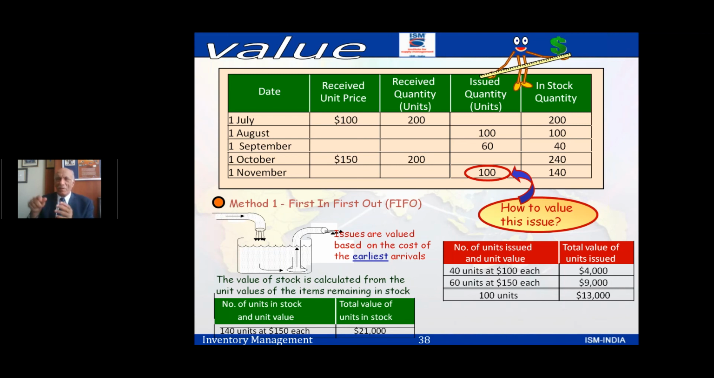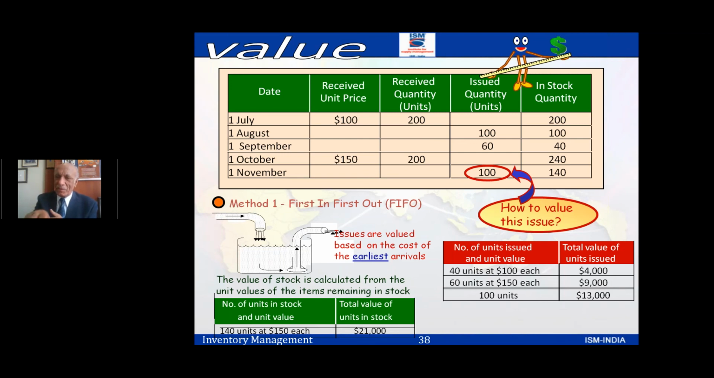200 pieces you received. Then on 1st August you issued 100. You're left with 100 in the last line. In September you issued 60. You're left with 40. In 1st October you got 200 more. Then you had 240. You issued on 1st November this year 100 pieces. You're left with 140. Now, what do I do with the 140?